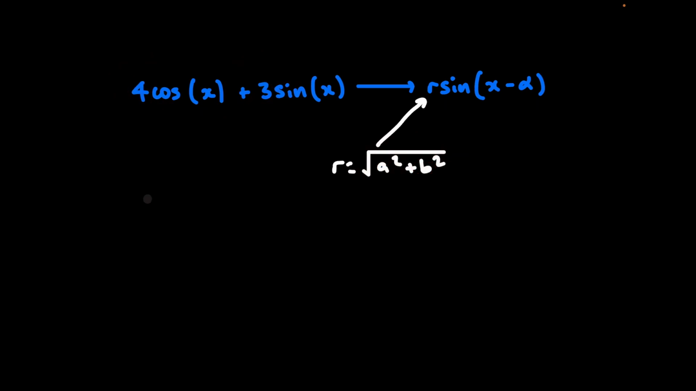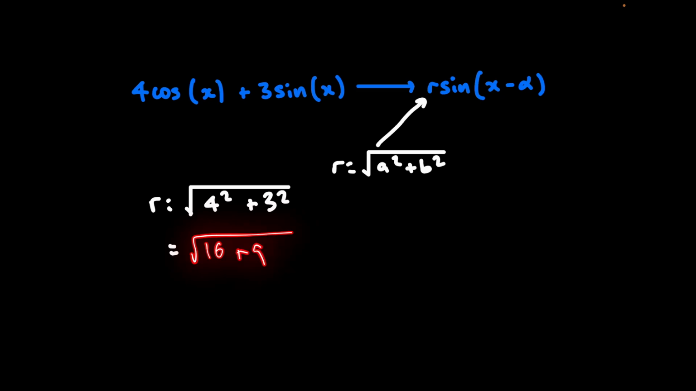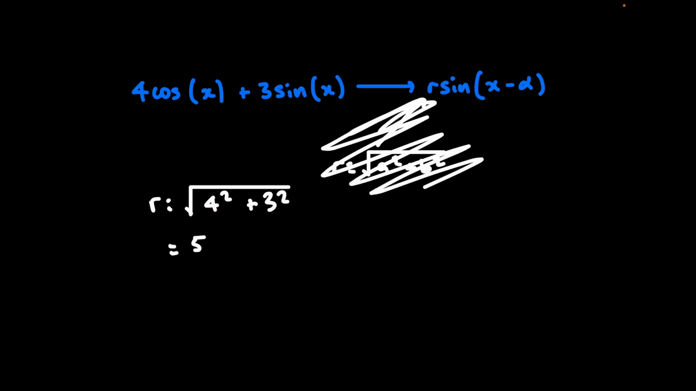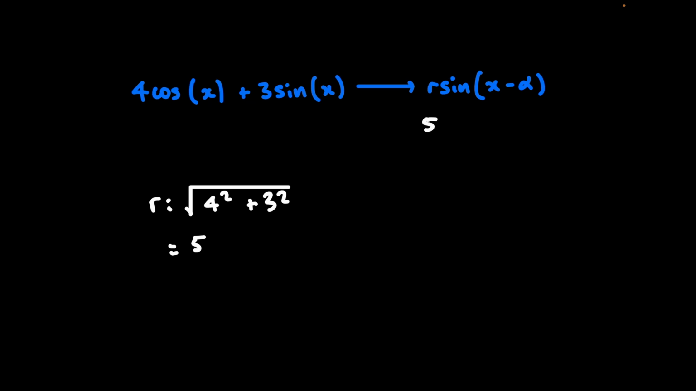So let's work out what r is here. It's simply the same as the square root of 4 squared plus 3 squared. And that's simply equal to the square root of 16 plus 9, which is equal to 5. So we know that the value for r in this case is going to be 5 sine of x minus alpha. So now we have to work out the value for alpha.